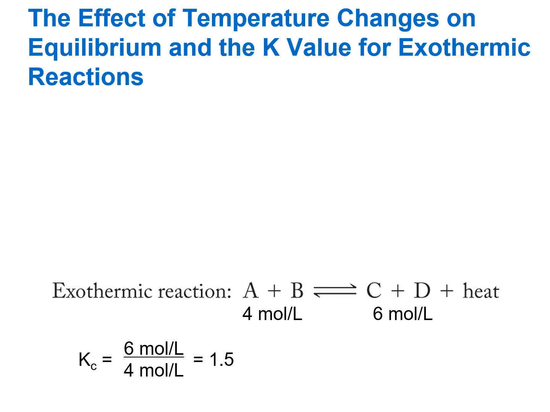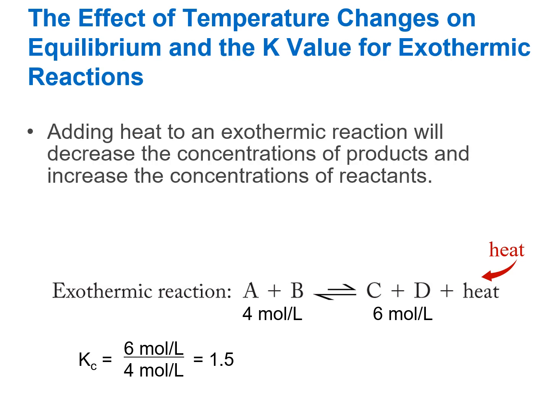But if we do add heat to the product side, we know that it's going to cause a shift to the left in this equilibrium. So by adding heat to the exothermic reaction, we're going to decrease the concentration of products because some of our products are going to be turned into reactants, and we're going to see an increase in the concentration of reactants because of the conversion of the products. So let's assign some new numbers after having added the heat.